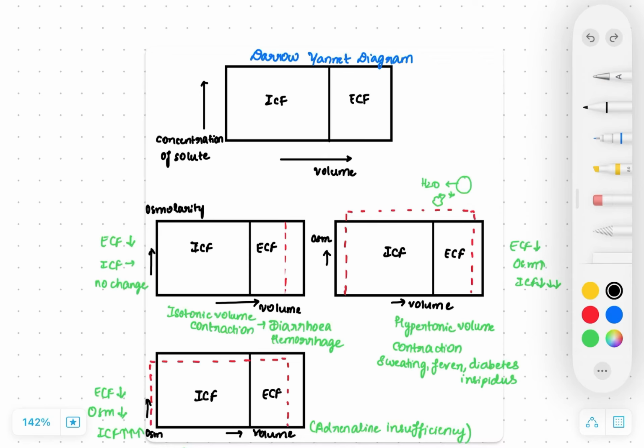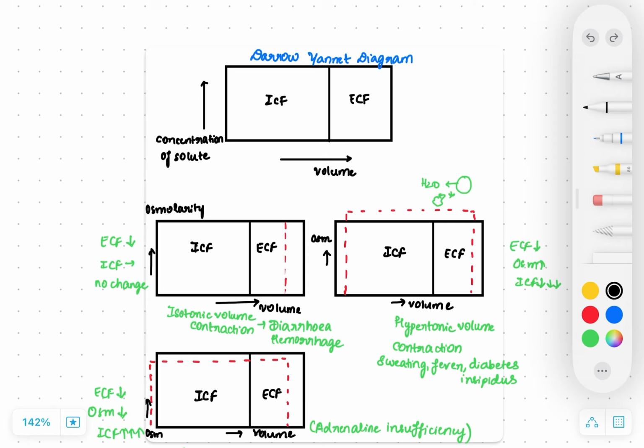Hello everyone, let us discuss one of the most important topics of physiology for exams. That is the volume and osmolarity changes in the body depicted on a diagram called the Darrow-Yannet diagram. Before we go into diagrams, we have to understand one concept, that is osmolarity.